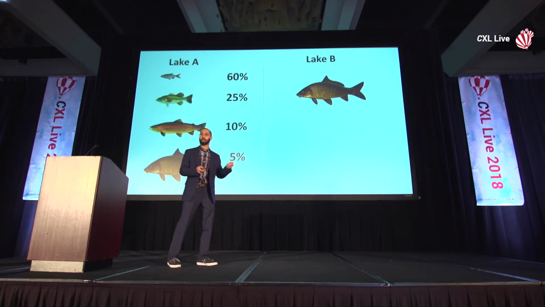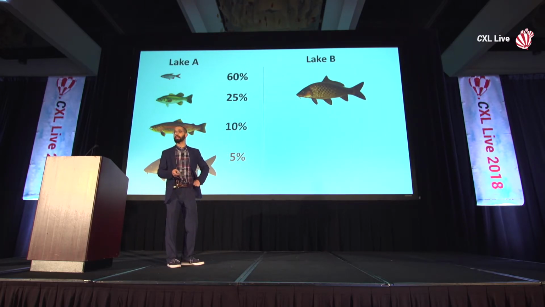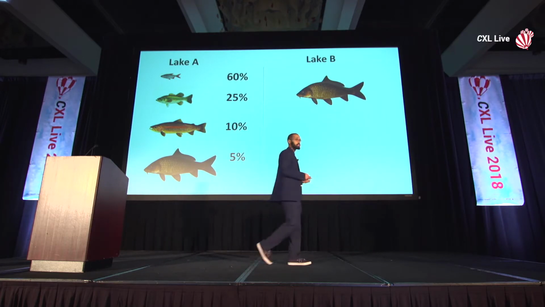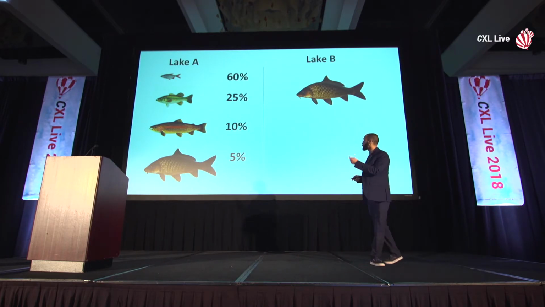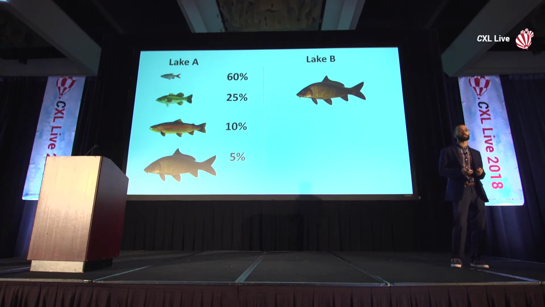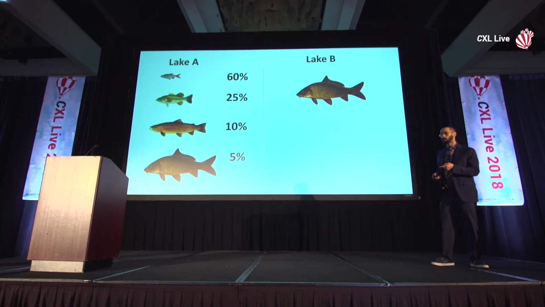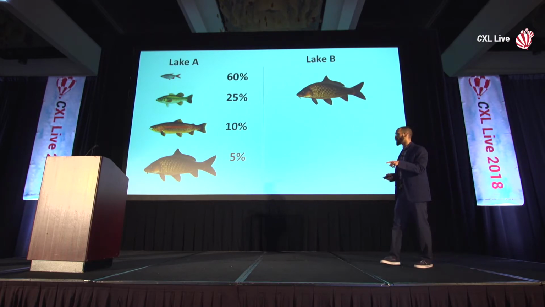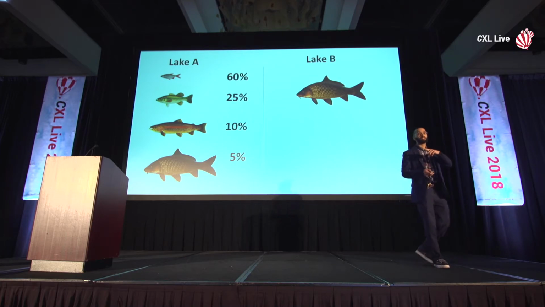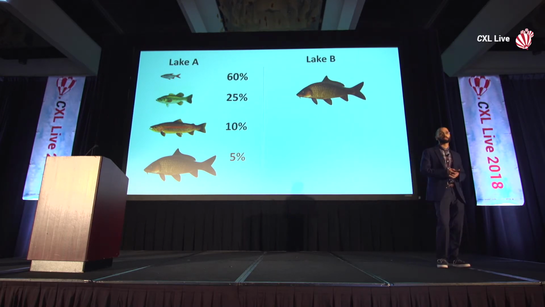Okay? So Bob has some prior information about Lake A. He knows that 60% of the fish in Lake A are small, 25% are medium-sized, 10% are large, and 5% are very large. Now, if Bob cast out his net and caught a very large fish on his first try in Lake B, would we say with 100% certainty that Lake B has larger average fish than Lake A?